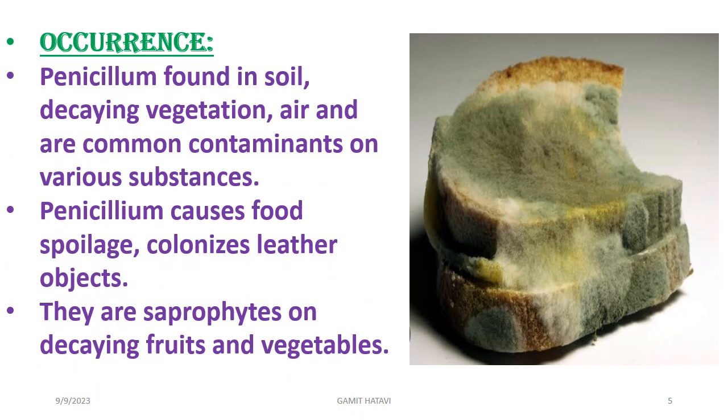Occurrence: Penicillium is found in soil, decaying vegetation, and air, and is a common contaminant on various substances. Penicillium causes food spoilage and colonizes leather objects. They are saprophytes on decaying fruits and vegetables.